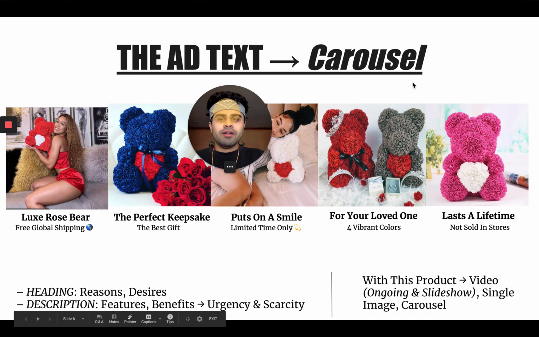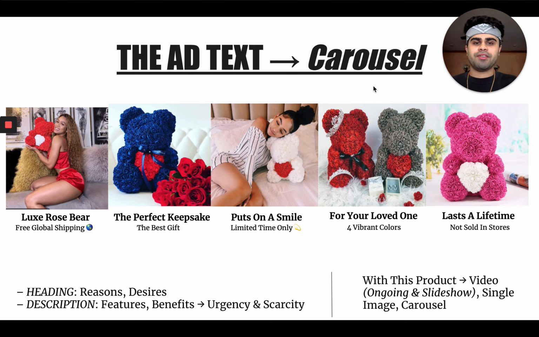So the ad text, and this is a carousel, okay? So this is actually my carousel ad for my Valentine's Day store, Luxe Rosewear. I'm not sure if all of you guys have seen it before, but I've reviewed that store on this channel before. It did 6 figures. And for this specific product, I did a video ad. I did an ongoing video, meaning actually someone showcasing and using and wearing the Luxe Rosewear.